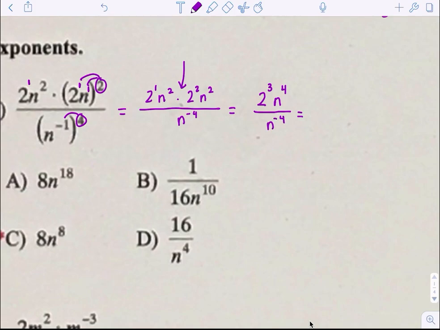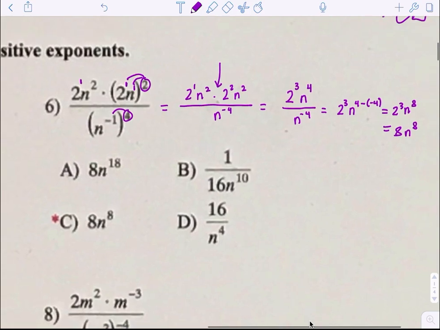And now right here, we have n to the 4th divided by n to the negative 4, so we have common bases with a division sign. So 2 to the 3rd still, n to the 4th minus the bottom, negative 4. So we're going to have 2 to the 3rd, n to the 8th power, which is C.